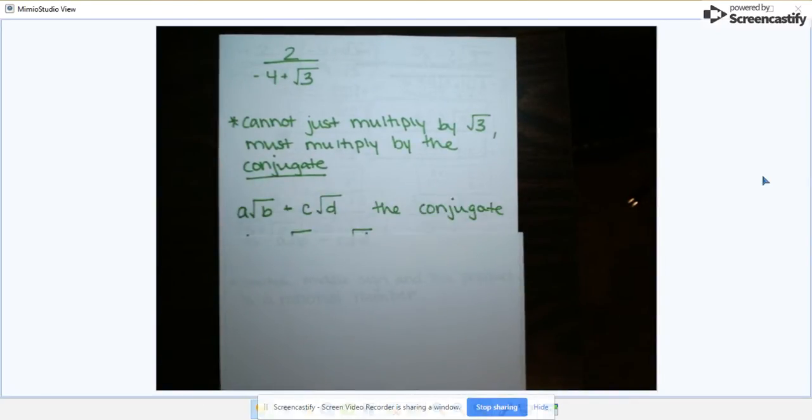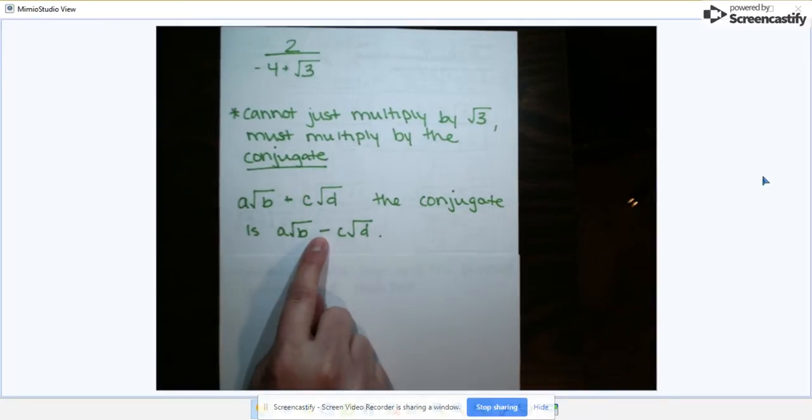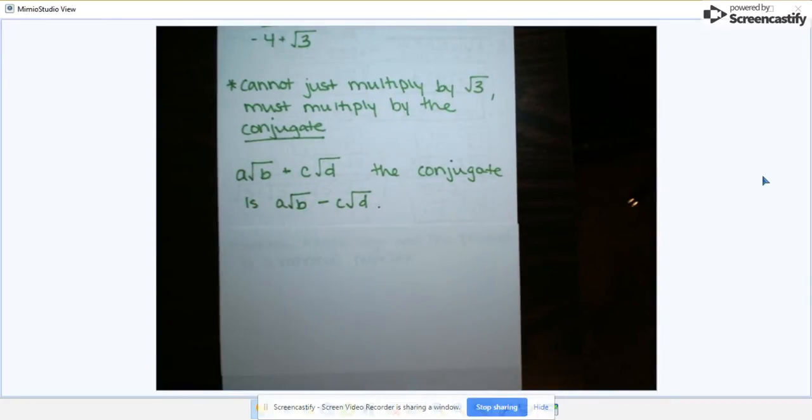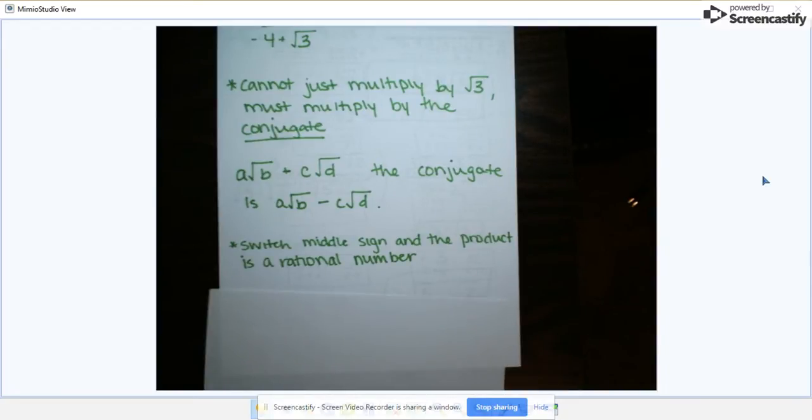So here's your formal definition. A, B, C, and D are all just numbers. If A square root of B plus C square root of D is our denominator, our conjugate is going to look almost identical, except that middle sign will change. It will always be that middle sign and only the middle sign. The key thing about this is when we multiply by the conjugate, all of our square roots go away and we just get a number, a rational number.